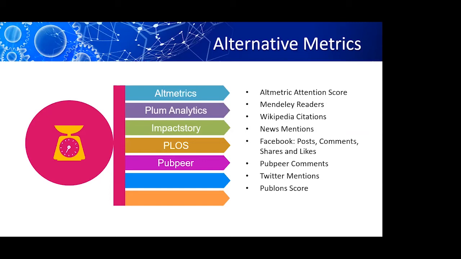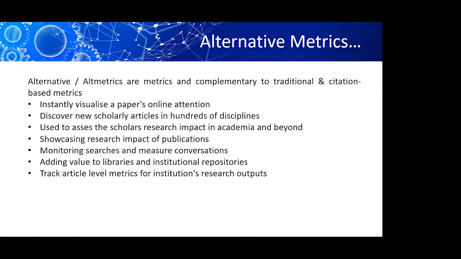Commonly, if we are liking the books, it will automatically be calculated by these alternative metrics. Or peer comments, if any author or researcher is commenting about the book, that is immediately calculated by these altmetrics. And Twitter mentions, Publons scores. These are the different alternative metrics which can now be considered. And these metrics are complementary to the traditional ones. As I mentioned, these are in addition to our citation-based metrics.